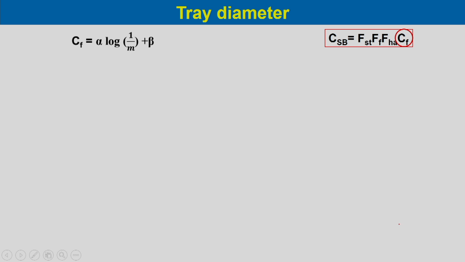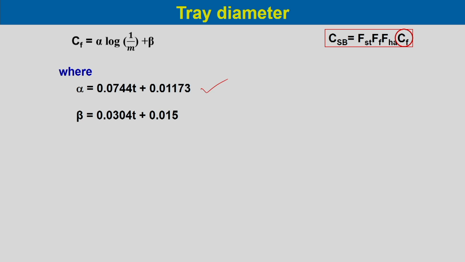Now, CF can be related to alpha log 1 by m plus beta. This alpha can be related with 0.0744 T plus 0.01173, and beta is also a constant, which can be related with 0.0304 into T plus 0.015. With these two relations alpha and beta are determined, and m is the flow parameter, which also depends on liquid and gas flow and their density.